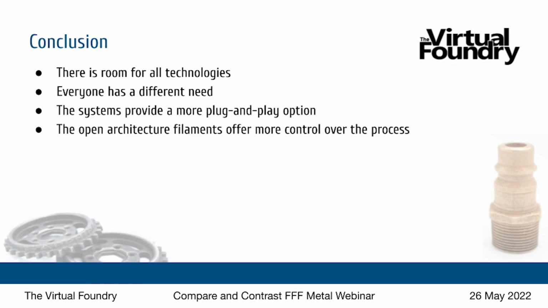The conclusion of the presentation really is that there is room for all technologies because everyone has a different need. The closed systems are going to provide a more plug and play option. So if you want to load your part, push a button, and get an expected part out of the end, the plug and play is going to be great for you. The open architecture filaments really offer more control over the process. The BASF Ultrafuse offers an additional step of control. The Virtual Foundry's Filamet technology offers complete control over every step of the process.